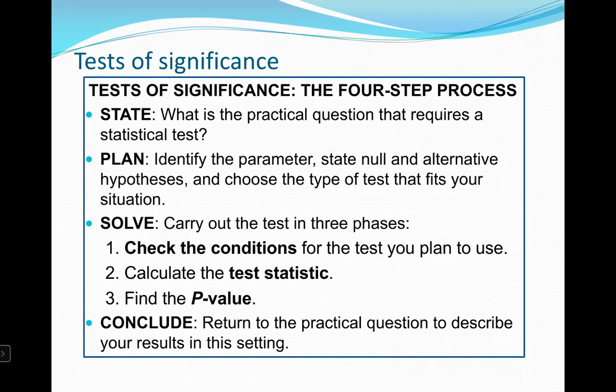When we solve the problem, we carry out the test in 3 phases. Phase 1, check the conditions for the test that you plan to use. Phase 2, calculate the test statistic. Phase 3, find the p-value. And then in conclusion, you return to the practical question to describe your results in that setting. So do you accept the null hypothesis? Do you reject the null hypothesis? What does that mean in terms of the context of your problem?